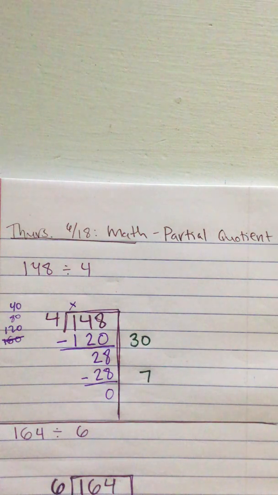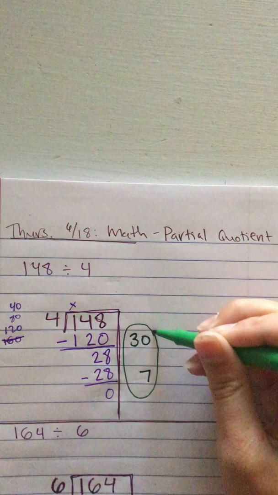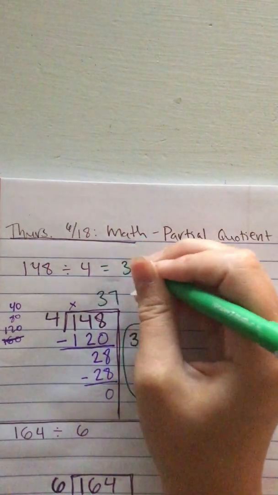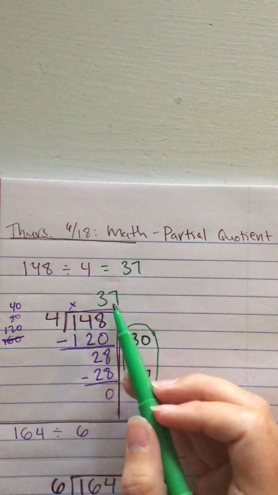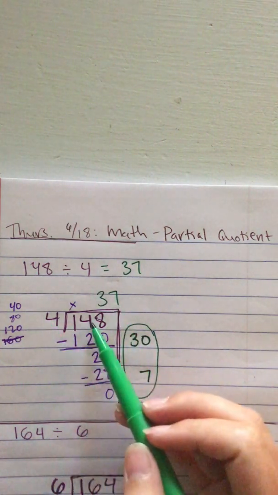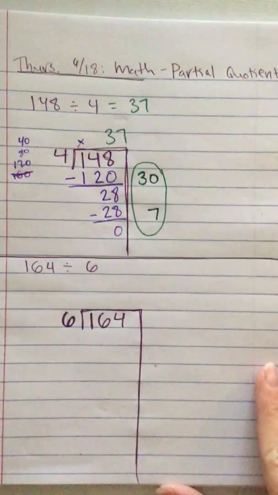So now I can figure out my answer, which is I'm just adding these two up, which would give me 37. So 4 times 37 is 148. Meaning 148 divided by 4 is 37. Let's look at this one.